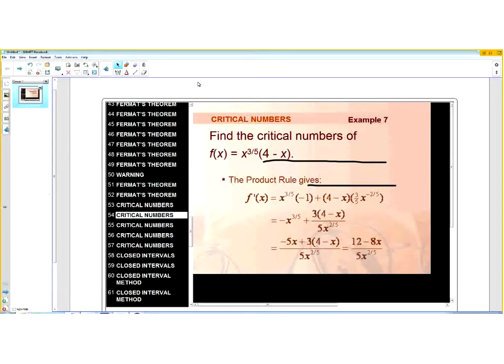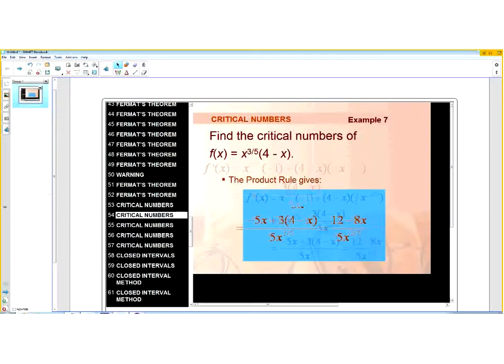All right. So here's an interesting example. Find the critical numbers for this function, x to the 3/5 times 4 minus x. We go ahead and just use the classic product rule for differentiation. So it would be the first function times the derivative of the second.